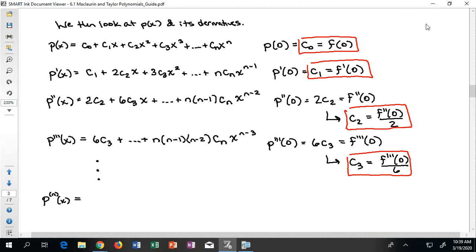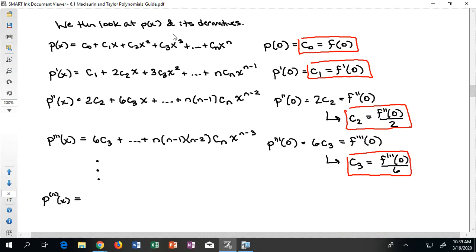Well, let's think about this. Notice that by the time we took the first derivative, x to the first power was reduced all the way down to a constant. When we took the second derivative, that x squared had completely disappeared by that point.